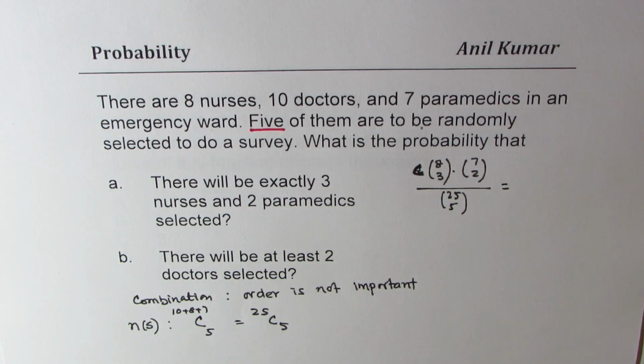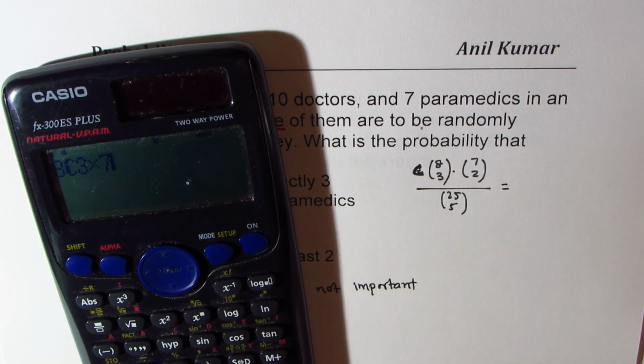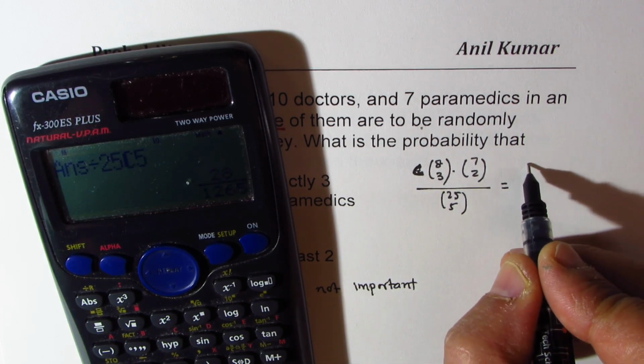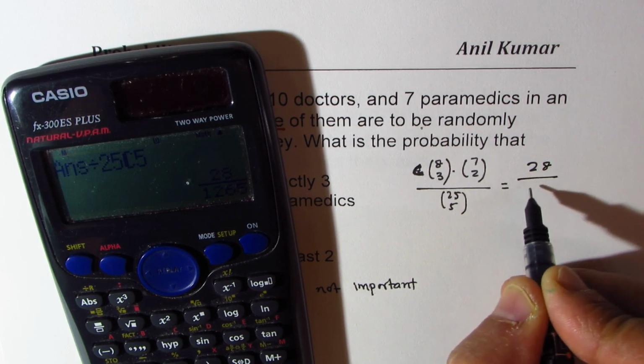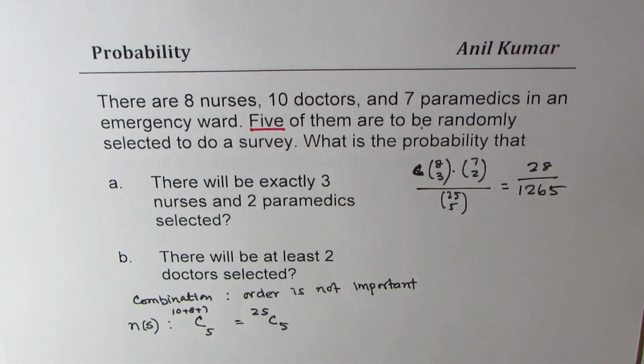So let's calculate. So we have 8C3 times 7C2, and then we'll divide it by 25C5. What we get here is 28 over 1265, correct? So that becomes the solution for us.